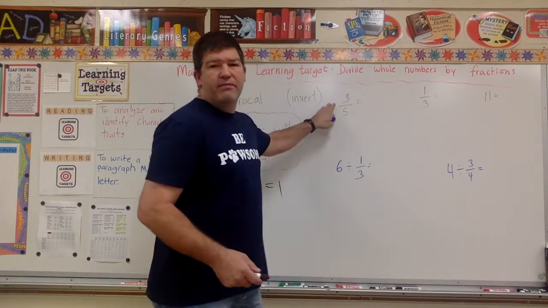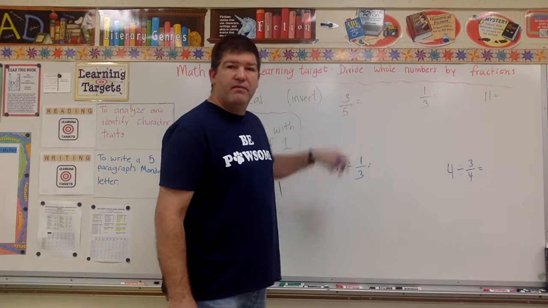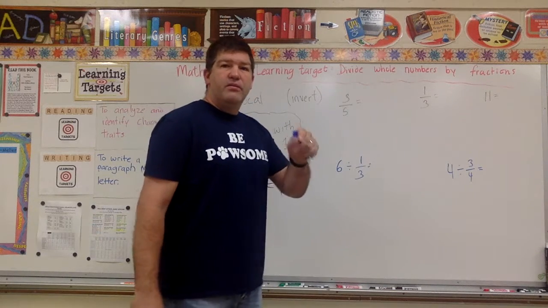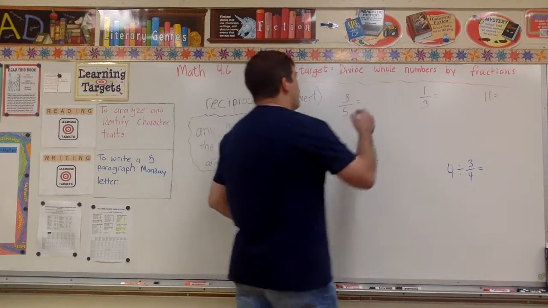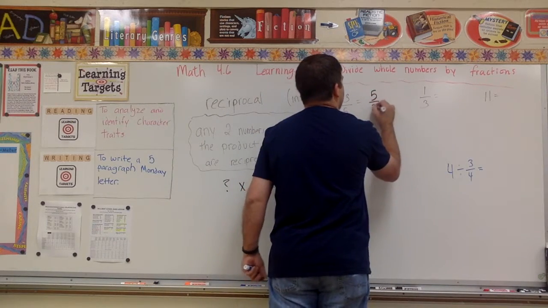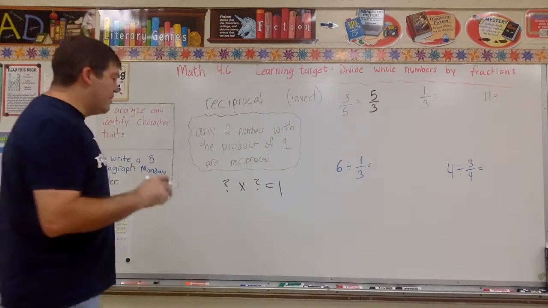So I have the number 3/5, the fraction 3/5. I want to find the reciprocal of it. I invert it. The numerator becomes the denominator, and the denominator becomes the numerator. So I just go like this. 5/3. Now, watch what I do here.